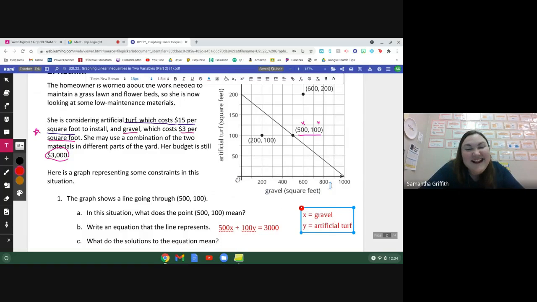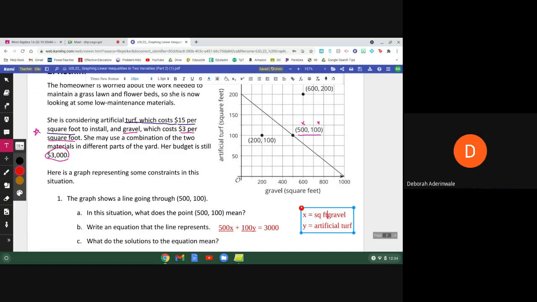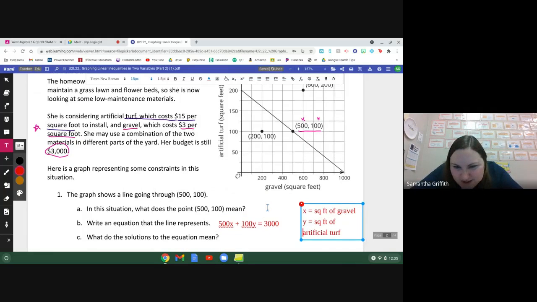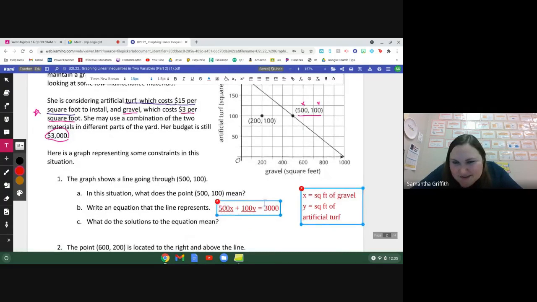So we're getting that X, it's coming from that X-axis, the gravel. The Y is coming from the artificial turf. I could add in the square feet of gravel and the square feet of artificial turf. Let's look at our equation. This equation is saying we're multiplying the square feet of gravel by 500 and multiplying the square feet of artificial turf by 100 to equal that budget of $3,000.